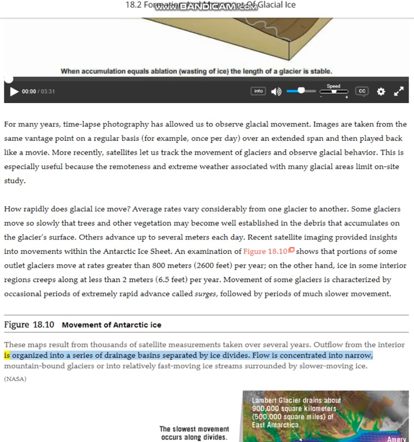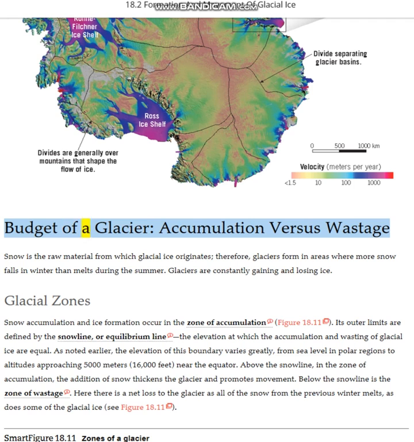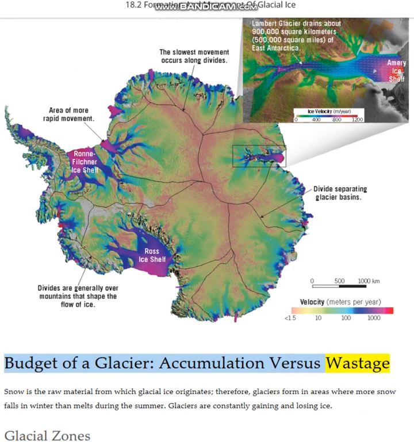Outflow from the interior is organized into a series of drainage basins separated by ice divides. Flow is concentrated into narrow, mountain-bound glaciers or into relatively fast-moving ice streams surrounded by slower-moving ice. NASA. Budget of a glacier: accumulation versus wastage.